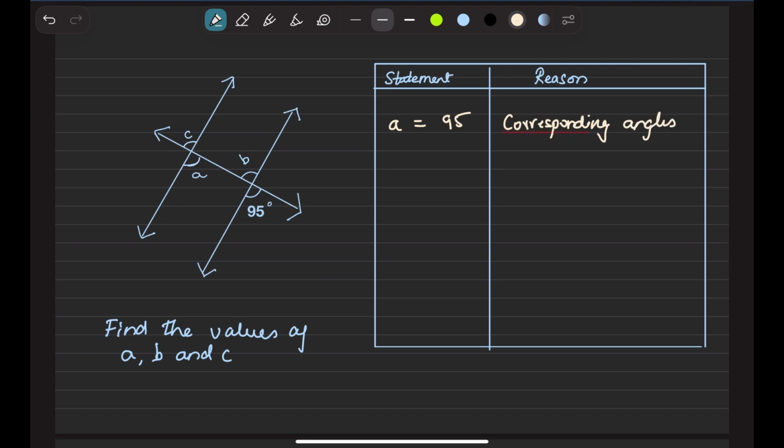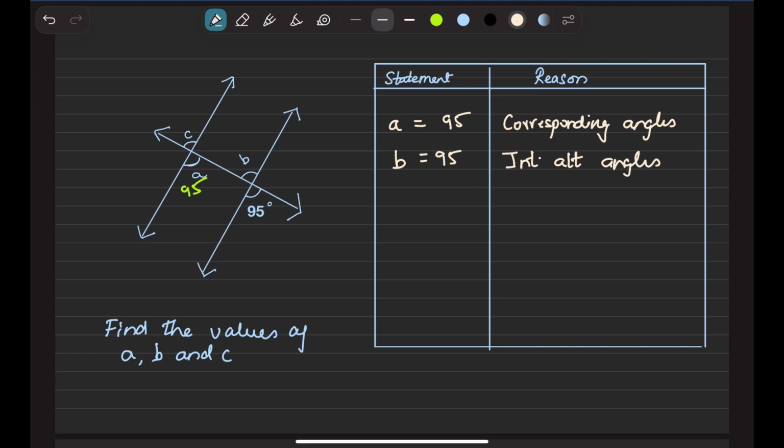We found out A. Now what about B? Let us write it with a different ink that we have found that, okay? How much is A? It's 95. Now look at A and B, the relation of A and B, guys. Are they interior alternate angles and they are equal? So B is also 95. Interior alternate angles are equal.